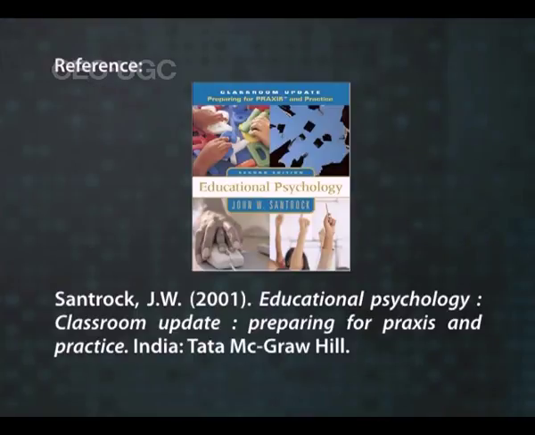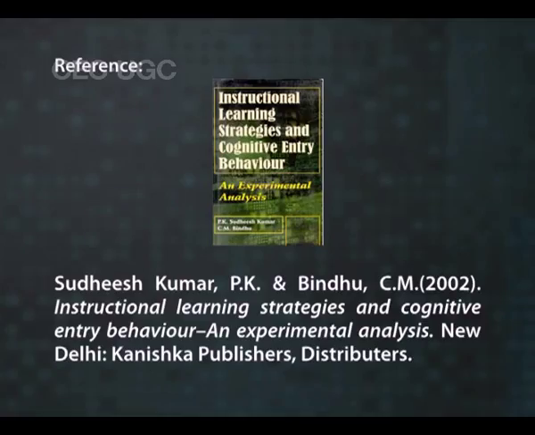For strategies that teachers can use that are related to Gardner's theory, you can refer to the book Educational Psychology Classroom Update: Preparing for Praxis and Practice, written by John W. Santrock in 2001, published by Tata McGraw-Hill in India. Another book for a good understanding on intelligence, you can refer to Instructional Learning Strategies and Cognitive Entry Behavior: An Experimental Analysis, written by P.K. Sudesh Kumar and C.M. Bindu, published by Kanishka Publishers Distributors, New Delhi in 2002.